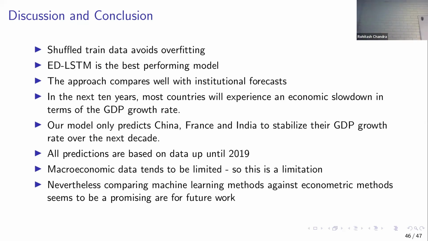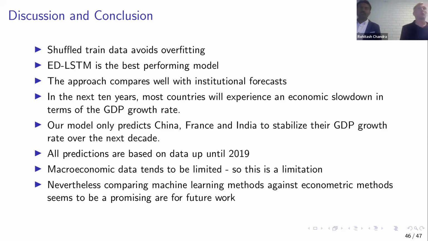Yeah. So one of the things that we didn't really talk about that much in the talk, because there's a lot of material to cover, is the use of the shuffled training data, which is what Rohit was talking about with taking different windows and analyzing them to avoid overfitting. Probably the surprising thing is that the encoder-decoder LSTM model was so useful in this particular task. Not only did it have lower error in our independent test sets against the statistical models, it also compared quite well with the institutional forecasts.